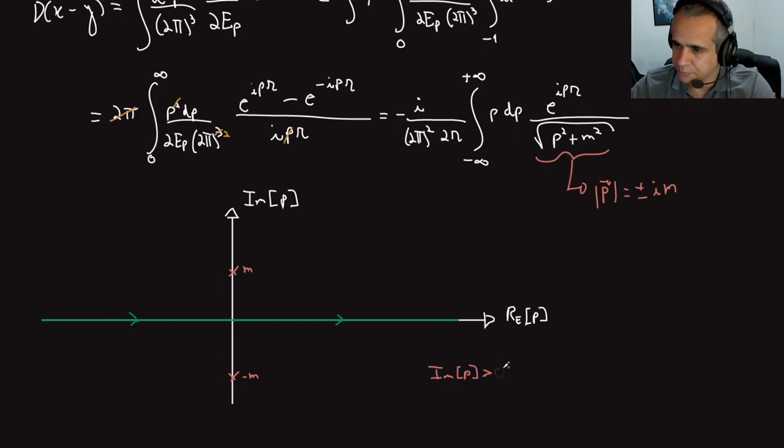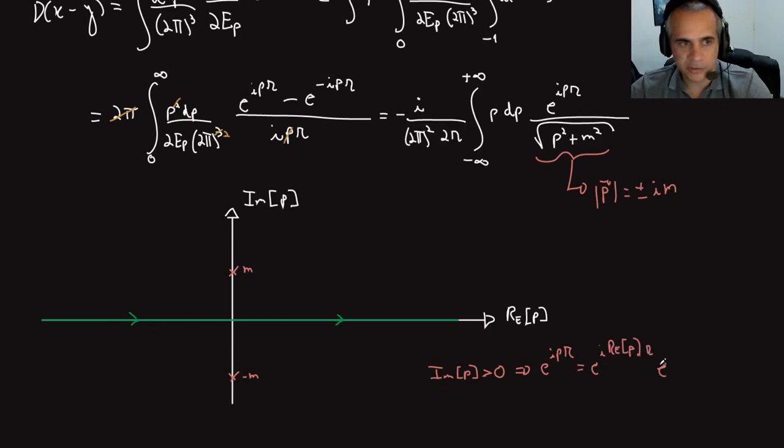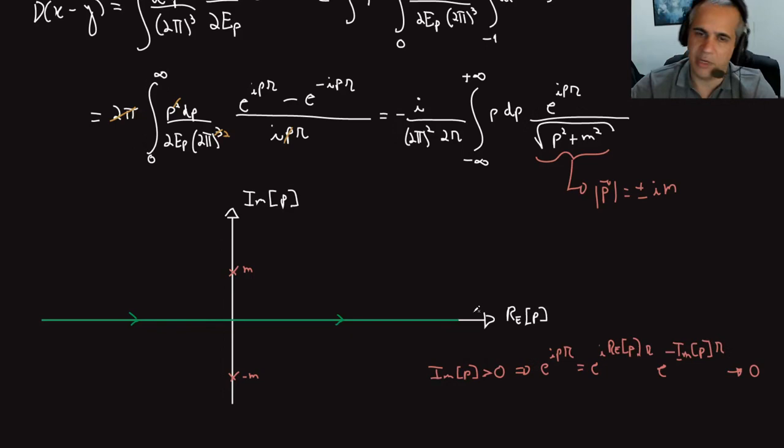what happens is that the exponential of i p r will be the exponential of i real part of p r times the exponential of minus the imaginary part of p r. And this goes to zero if the imaginary part is positive, because then this exponential kills the integral on the upper part of the complex plane. And that's why we're closing this up here, right?